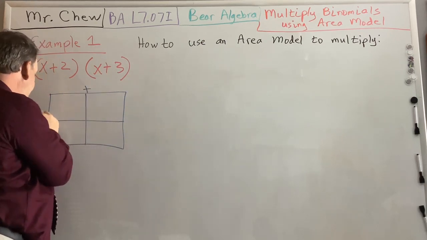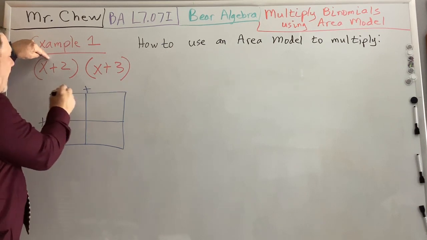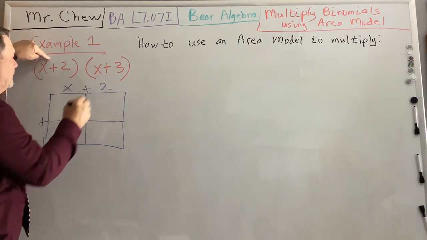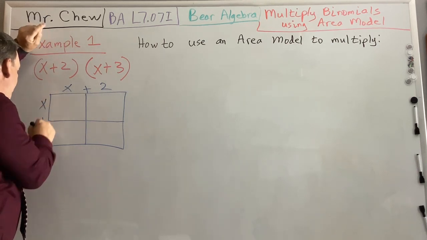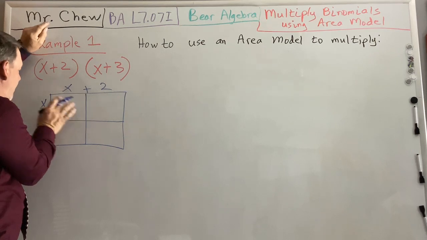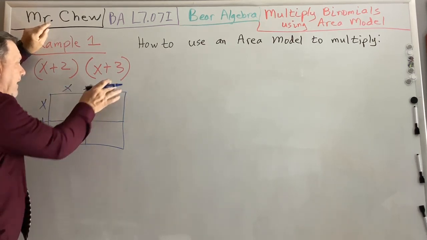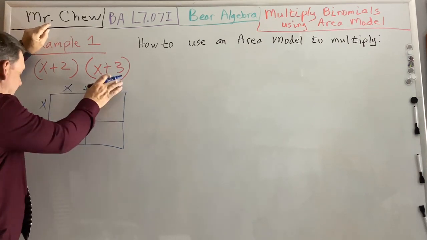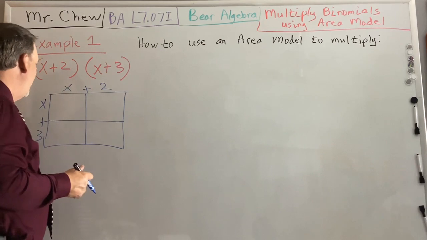And we're going to put plus signs here. You put the first one on the top, x plus 2. You put the second one vertically here. And this x represents this box, and we're going to multiply it by this x, this x times this 3, this 2 times this x, this 2 times this 3, and then combine like terms.